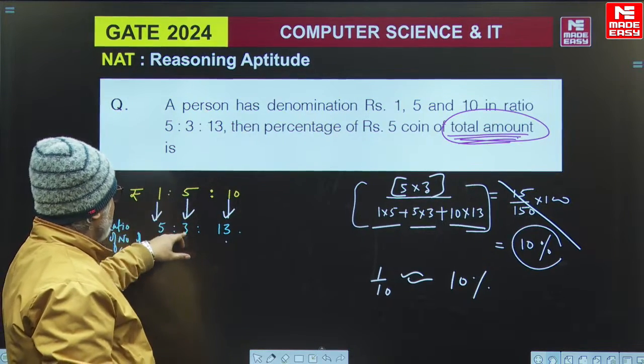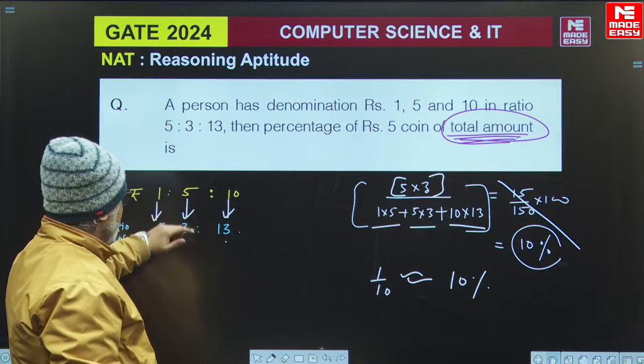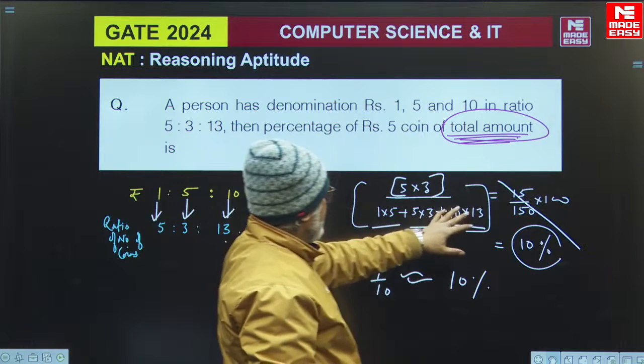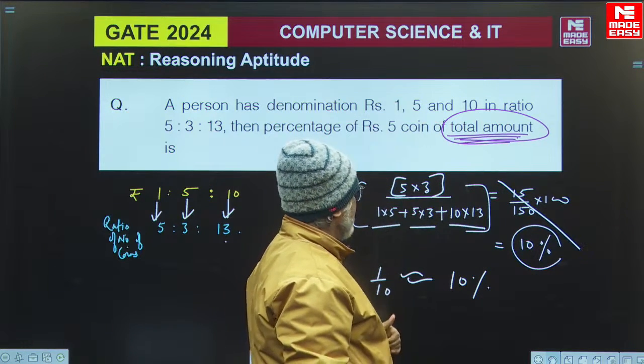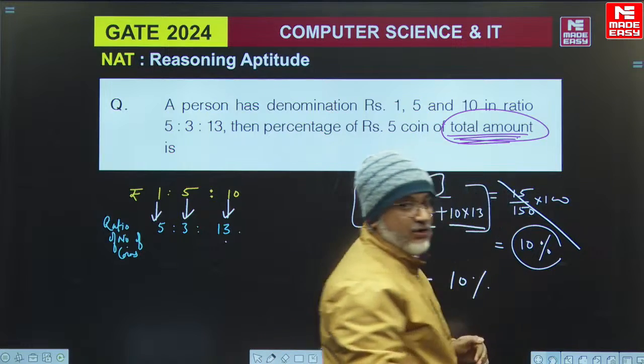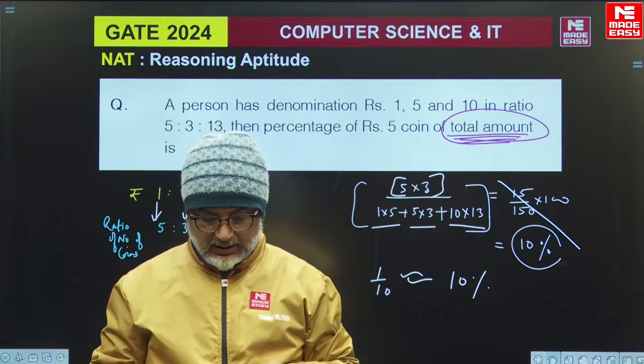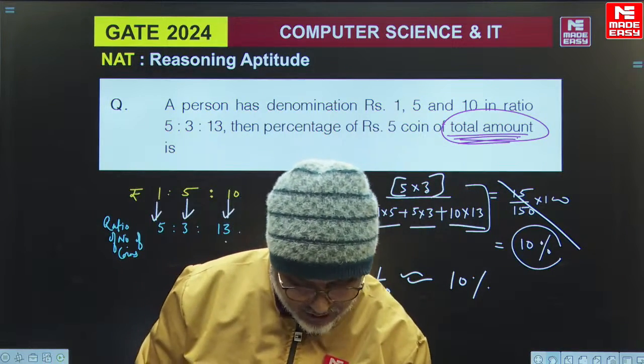And now here 5 into 3, 15, and total is 1 into 5 plus 5 into 3 divided by 130, 15 and 5, 15 upon 150. Now Srinivas sir will continue. We have here a couple of English questions as well.